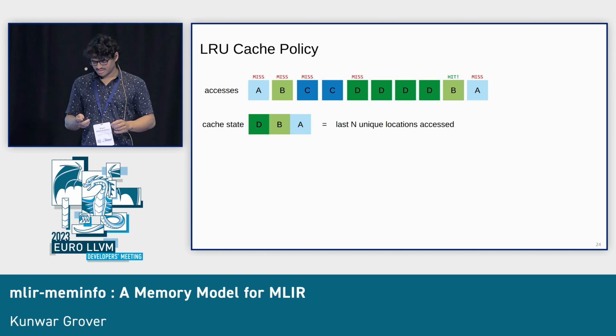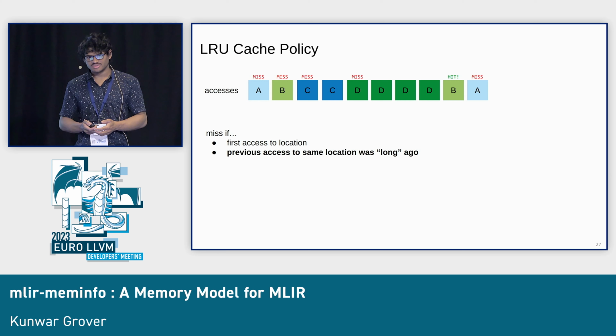Now let's think about how we can have misses in this policy. Firstly, if you access something for the first time, it's obviously going to be a miss. There's no way that caching can help you there. And secondly, if the most recent access to the same location was a really long time ago, then it doesn't make sense to keep it in the cache the whole time. So in that case, again, in LRU, you're going to have a miss.